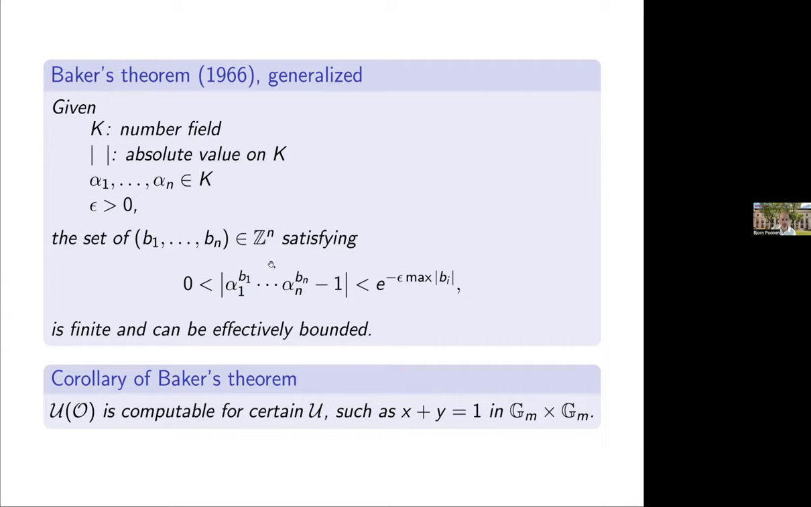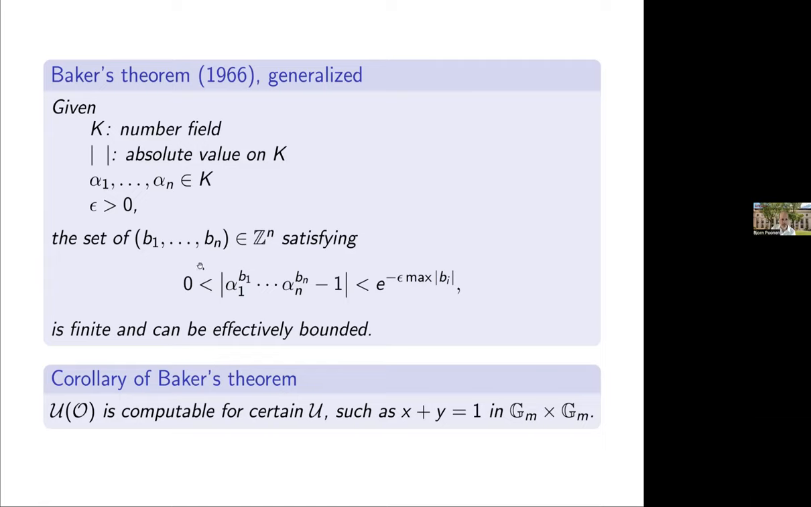And then you look at all the exponent tuples of integers such that this power product is very close to 1. Very close means it should be exponentially close relative to the size of the exponents. If you take logarithms of that, it means that b1 times log alpha 1 plus dot dot dot plus bn log alpha n should be very close to 0. This theorem is telling you that it's rare for that linear form in logarithms to be very small. With finitely many exceptions, it's giving you a lower bound for how close a linear form in logarithms can be to zero. And the great thing about this theorem is that it's effective.